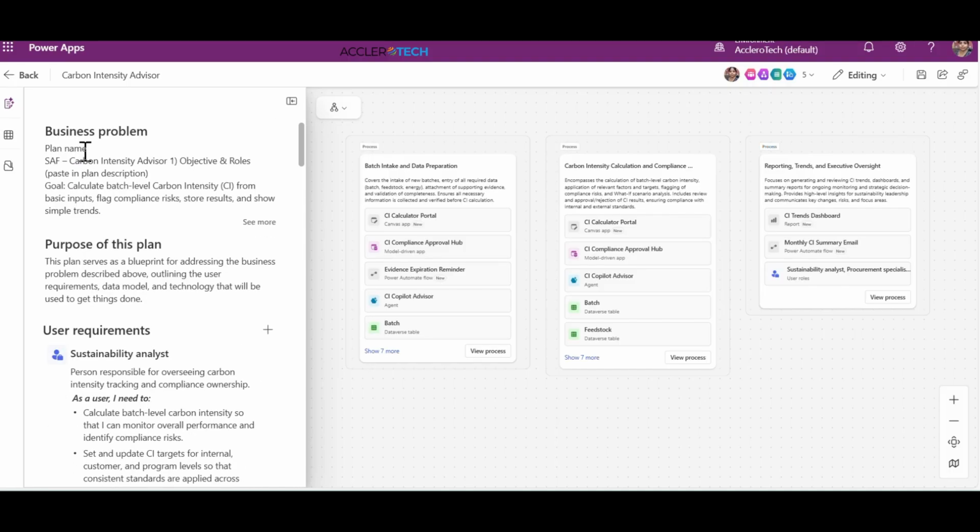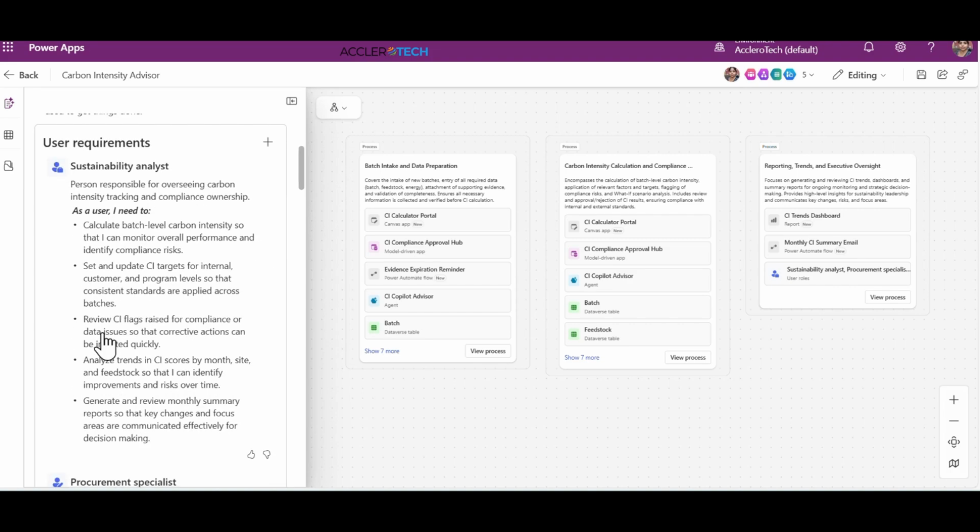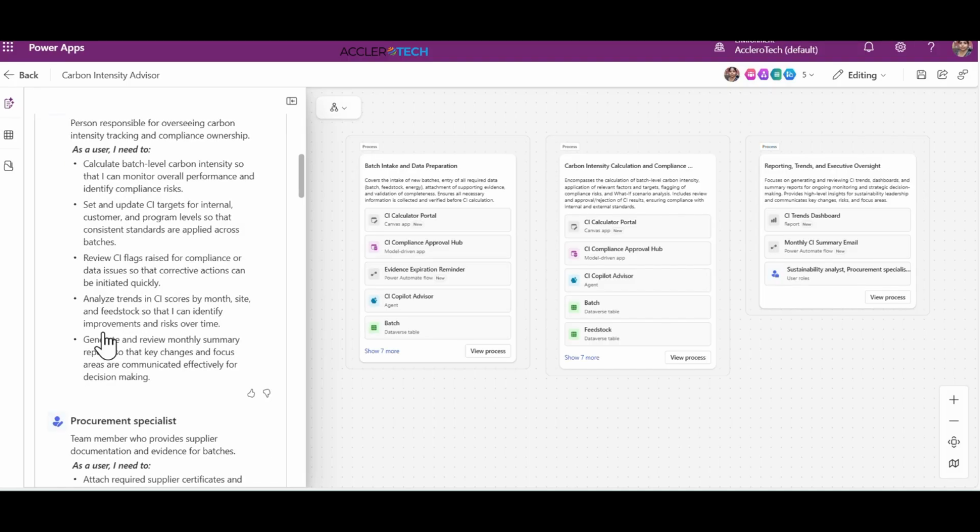And see, as we enter the business problem, we get the purpose of this problem, which is the blueprint for addressing the issue, and the user requirements for whom these apps and the agents cater to. The sustainability analyst, the person responsible for overseeing carbon intensity tracking and compliance ownership.